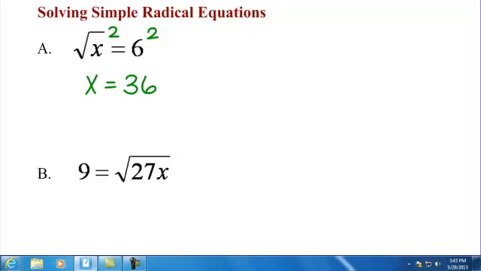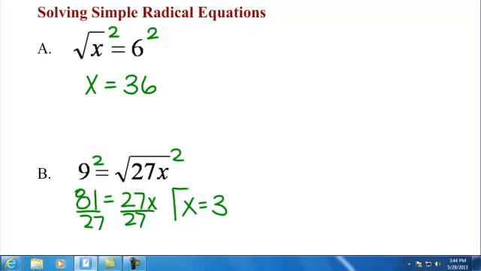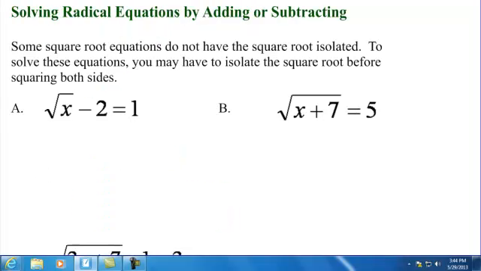So here's one with a little more work to it, but not too much. We need to get x by itself. So right now there's a 27 being multiplied and the square root of it is being taken. So we need to undo the square root first, so square both sides. 9 squared gives me 81, which equals 27x. And then just like any other time we've solved equations, divide both sides by 27, and we'll get x equals 3. Pretty simple. They don't really get much harder than that.